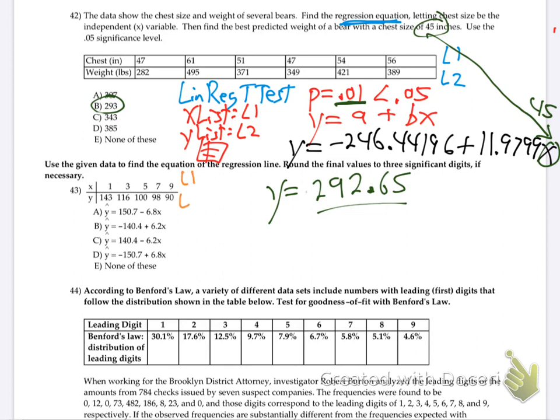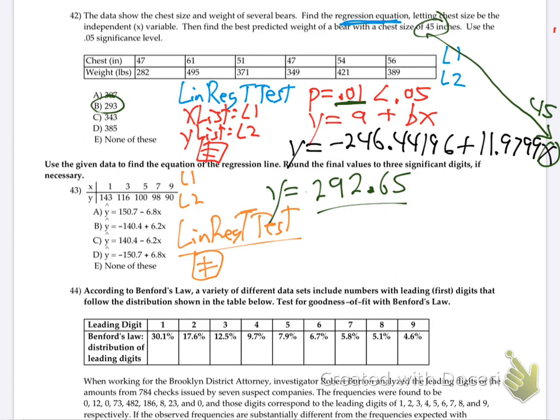So L1, L2. Stick that in L1, L2, and then just do linear regression t-test. Find the A and the B. It should be easy. In L1 and L2, hit the linear regression t-test. And same kind of thing. You're going to do linear regression t-test. And you're going to choose again the not equals. We always do the not equals.